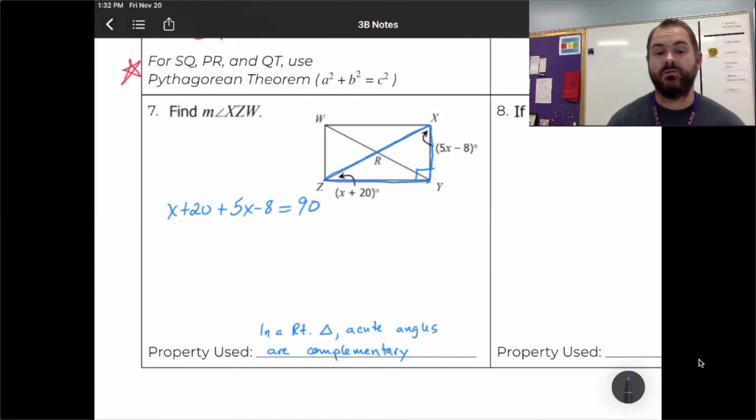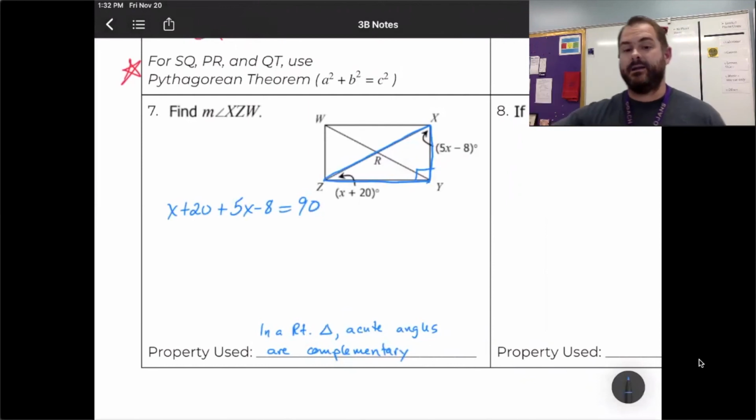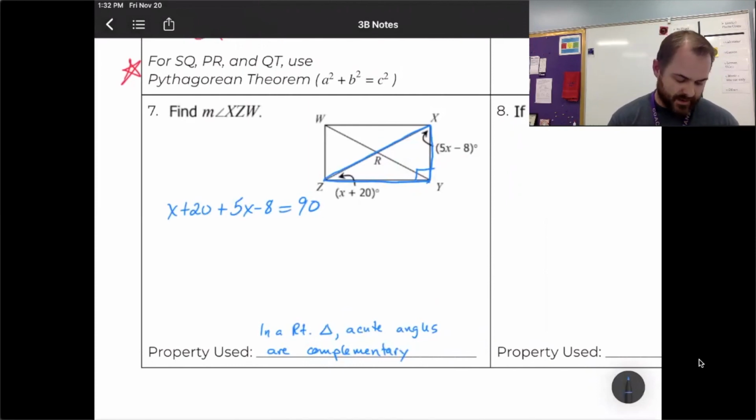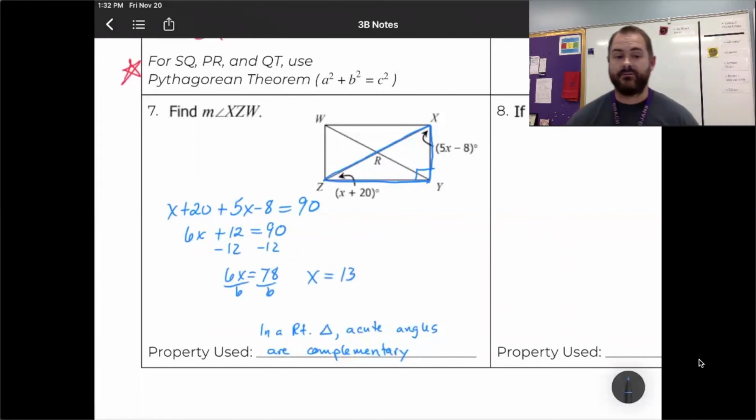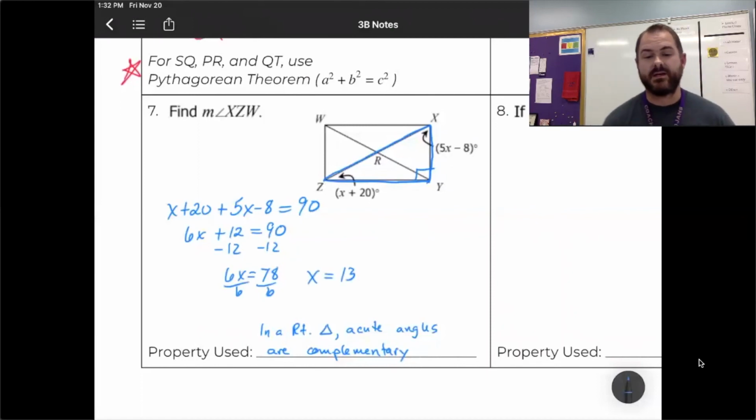Now, I could do x plus 20 plus 5x minus 8 plus 90 equals 180, but it's a little bit easier to use this fact. So I'm going to combine like terms. X plus 5x is 6x. 20 minus 8 is 12. And then I'm just going to solve the equation. So I'll speed this part up. So when I finally divide by 6 on both sides there, I get x is 13. That's not the final answer.